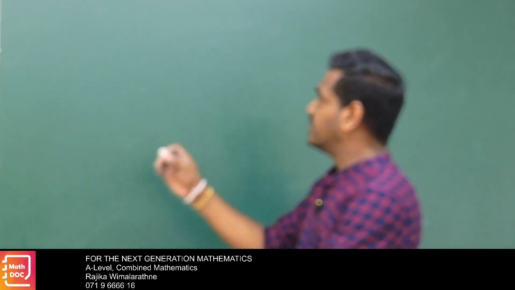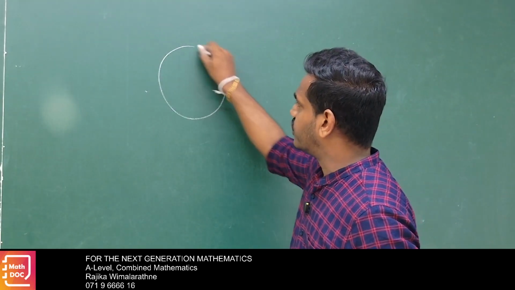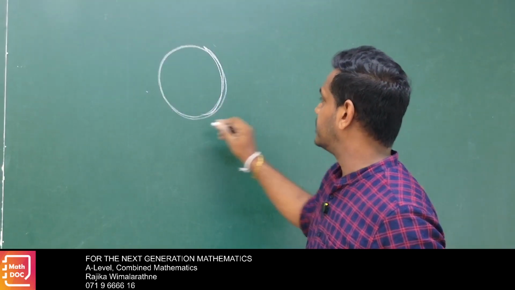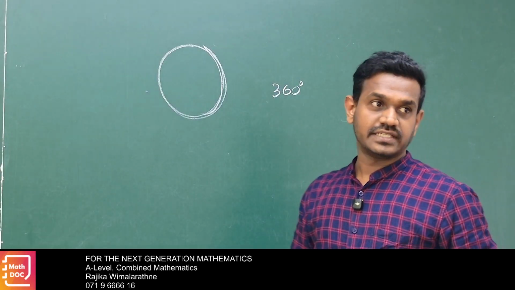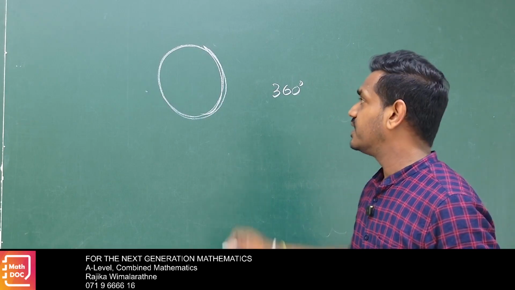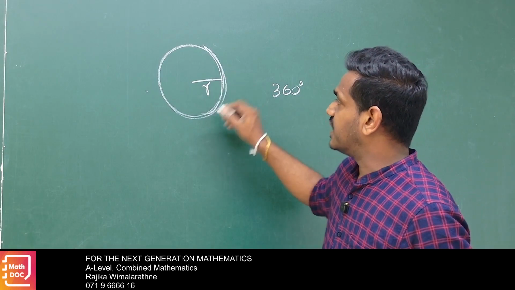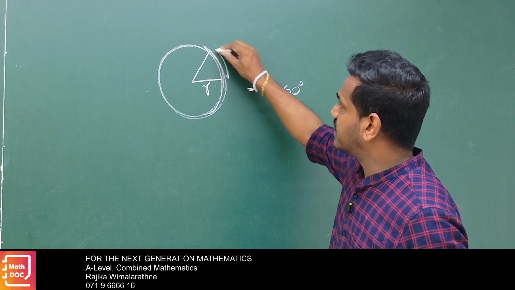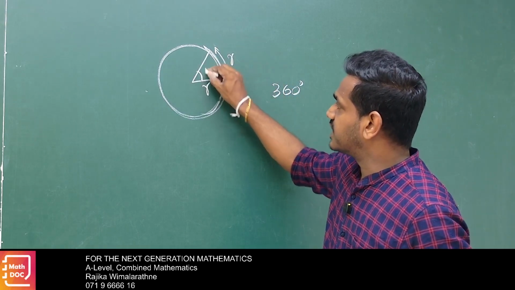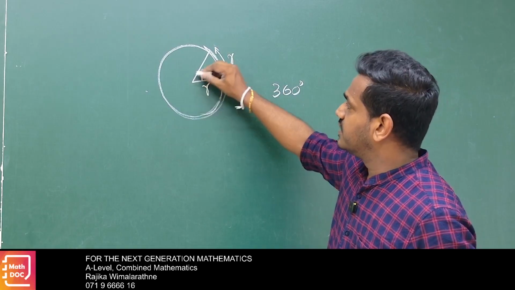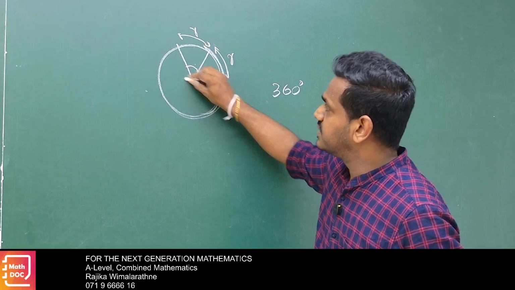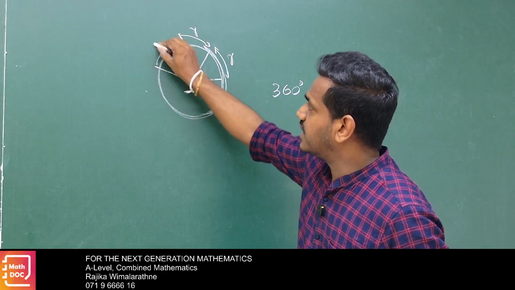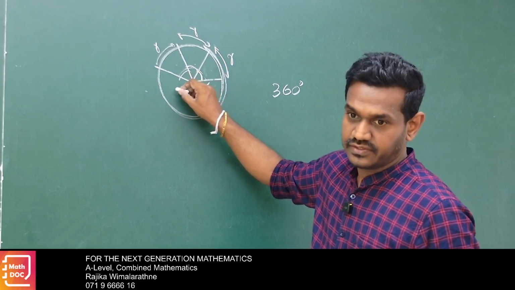Okay, now consider this. A full rotation represents 360 degrees, no? Then consider this radius r. Consider this arc length r. Then here this is 1 radian. When you consider another arc length r, now it is 2 radians. When you consider another arc length r, then in total 3 radians, no?